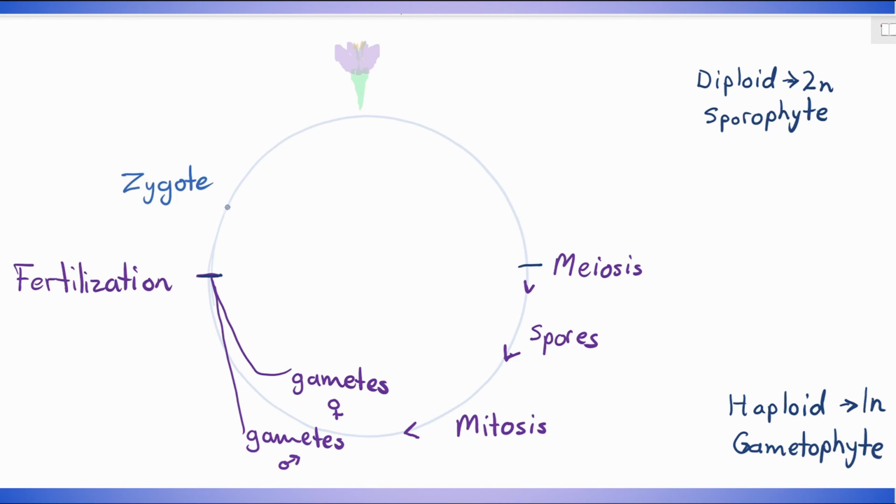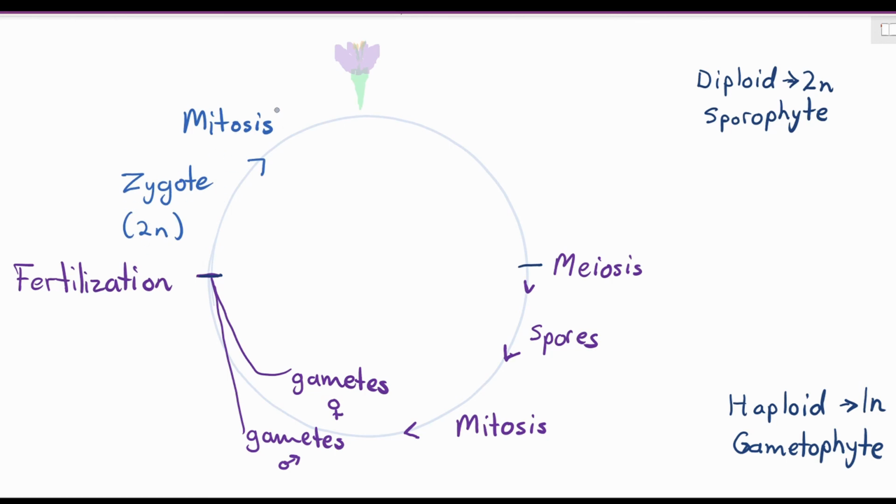So the zygote is a small sporophyte that will grow during mitosis. Remember that mitosis means that the ploidy will remain the same, which means the zygote, which is diploid, is going to remain 2n or diploid as it goes through mitosis. And that's just so it can grow into a larger sporophyte and eventually begin the cycle all over again.